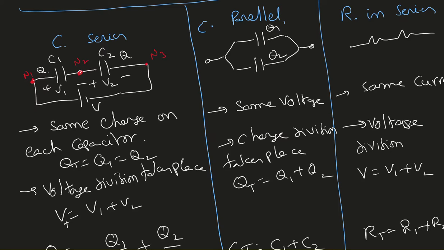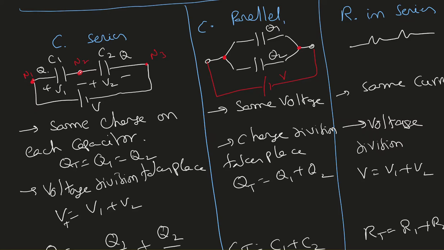When it comes to parallel, both capacitors start at the same node, and their ending point is also another same node. That is called a parallel combination. Here this is also connected to source V.